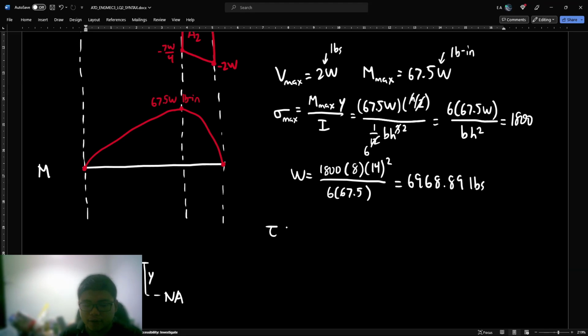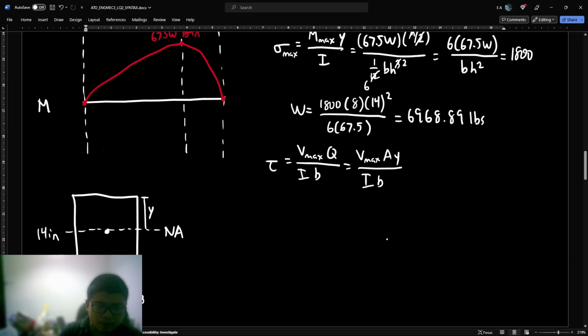We could also look for the shear stress. It's equal to V max times Q all over IB. Now, how do we get Q here? Q is simply going to be A times Y. But this Y is not the same as the Y that we used for flexural stress. The I is still the same. The A that we're going to be using is, so that it could be maxed out, this area right here, so from the top to the neutral axis.